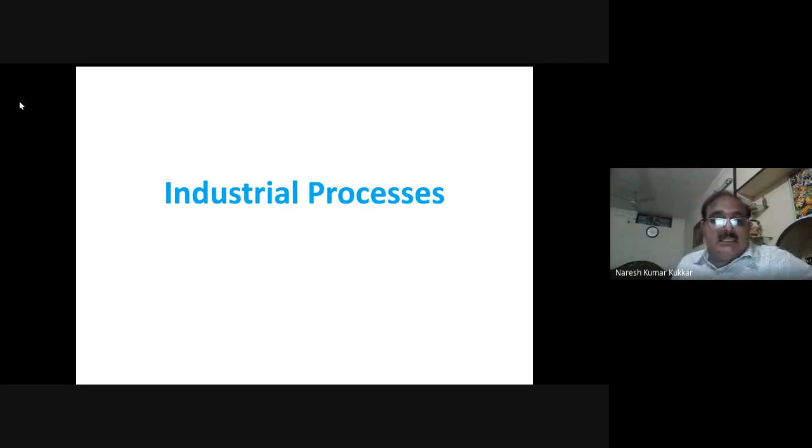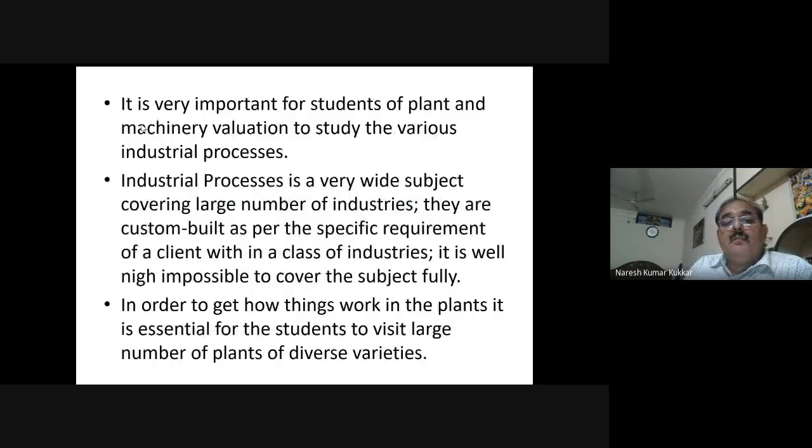Different types of industries, which types of processes are used, which types of machines they have, and which types of processes they work on. It's very important for students of plant and machinery evaluation to study the various industrial processes. Industrial processes is a very wide subject covering a large number of industries. They are custom built as per the specific requirements of the client within a class of industries. It's not possible to cover all the subject fully.